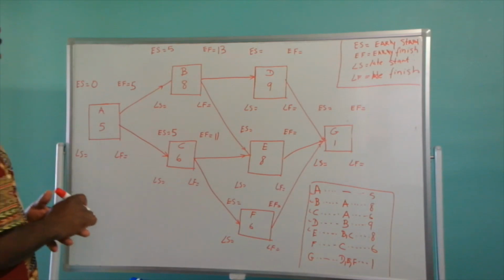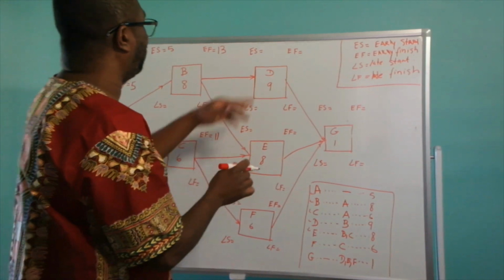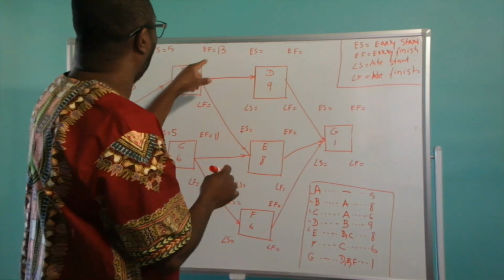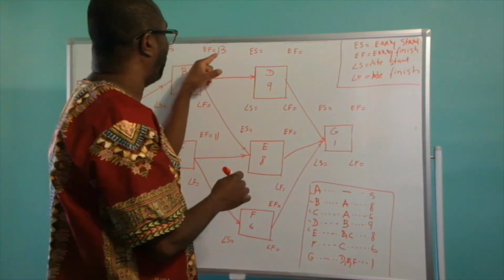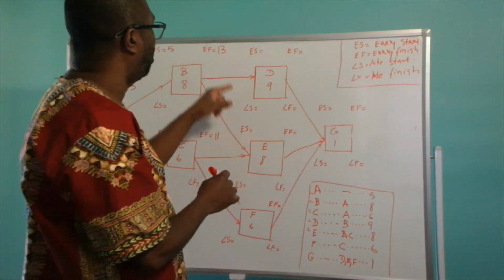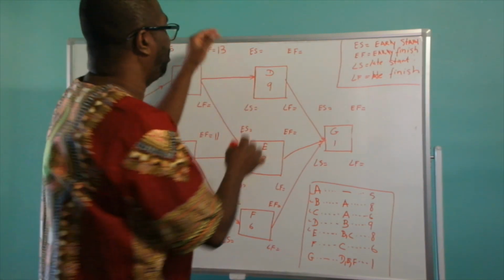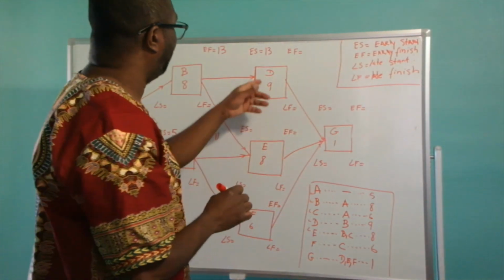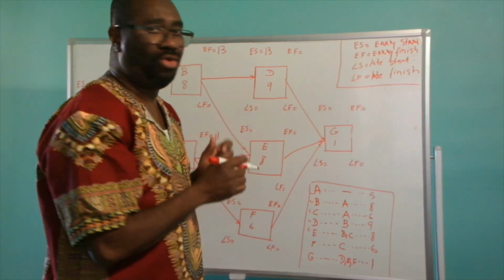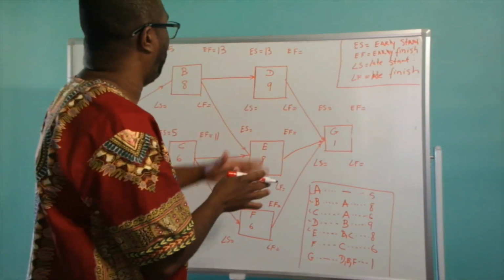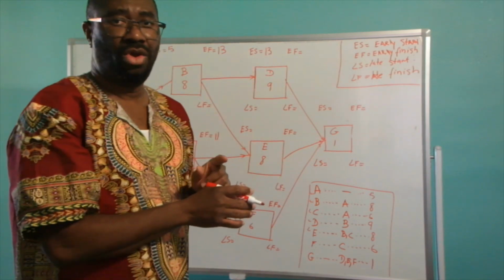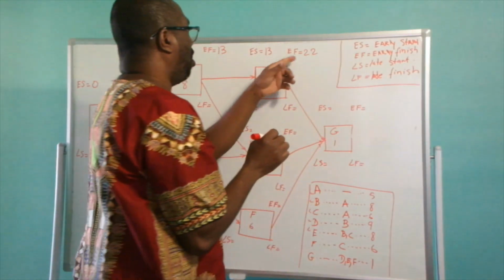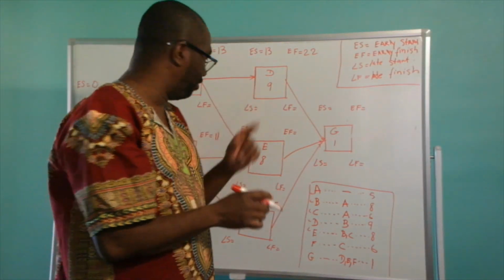Now, activity D comes out of activity B. So activity B has an early finish of 13 days, so it's going to be the early start of D, which is 13 days. And then activity D has a duration of 9 days, so it's going to be 9 plus 13, which is 22. So we have 22 days here for the early finish for activity D.